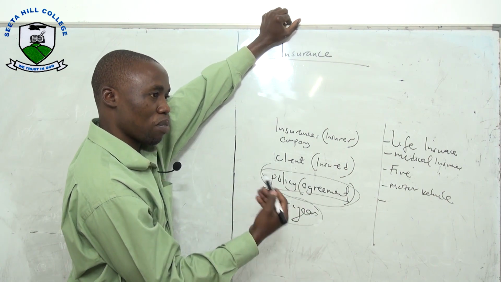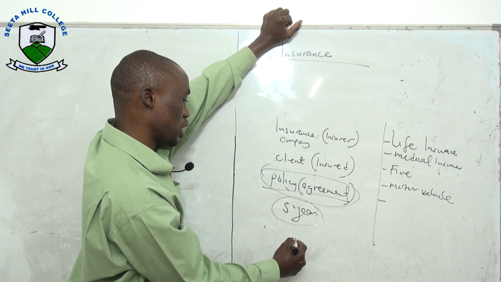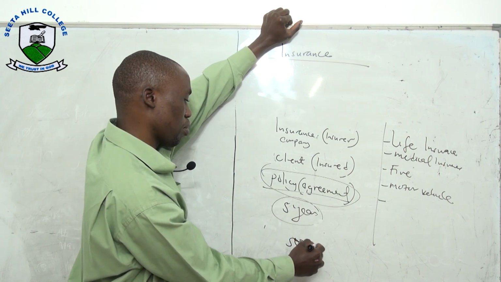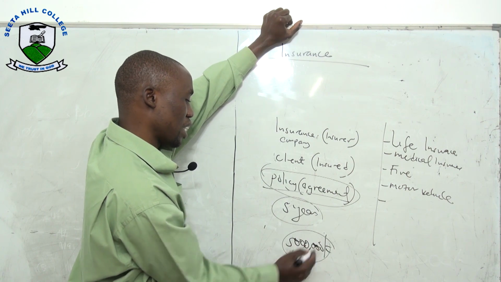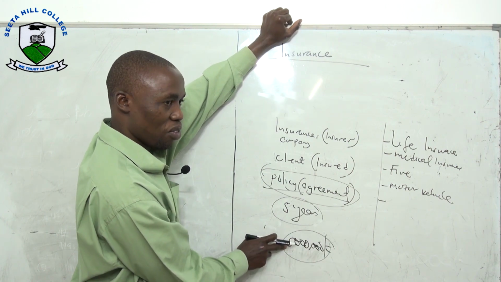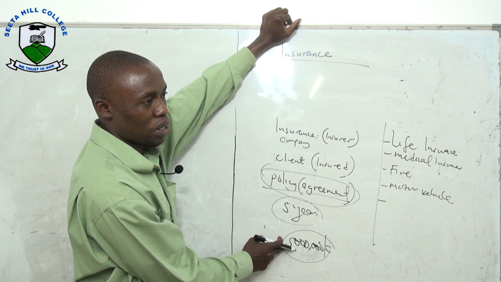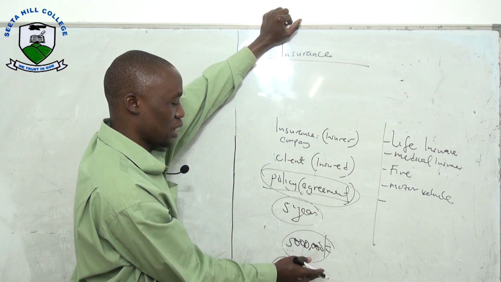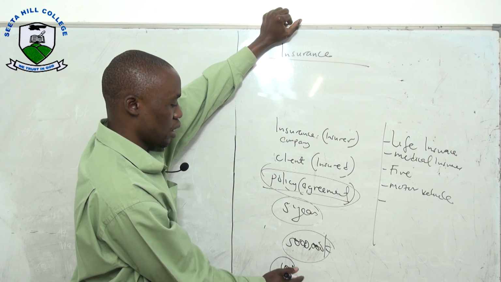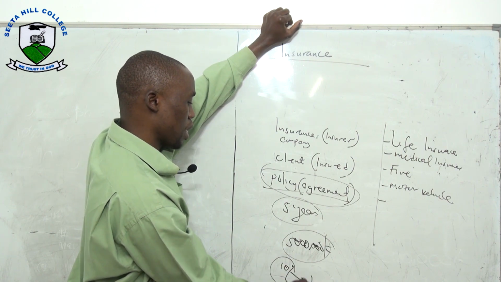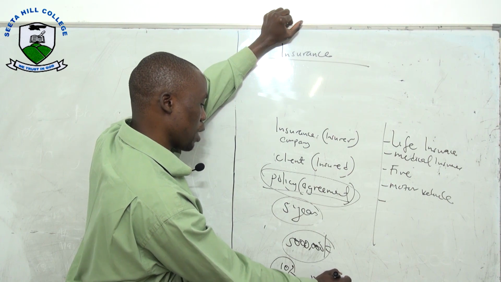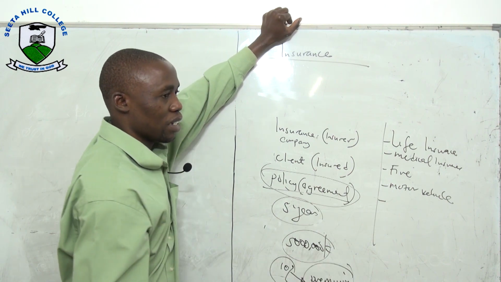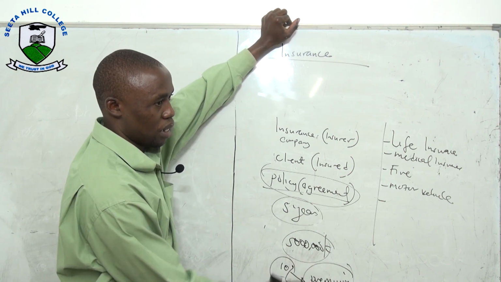Now you sign what we call an agreement, and they will require you to pay some money every month. Like if your car costs 5 million, then they will calculate and say that every month maybe we shall be taking 10% for 5 years. That means they always calculate a fixed money you should pay, and the fixed money you pay monthly is called a premium.